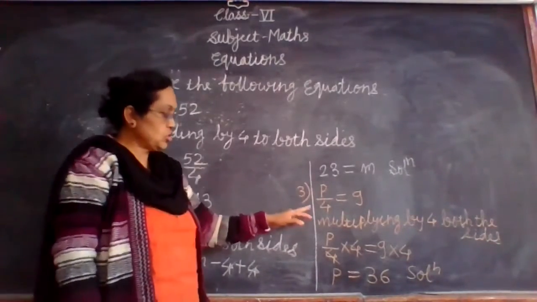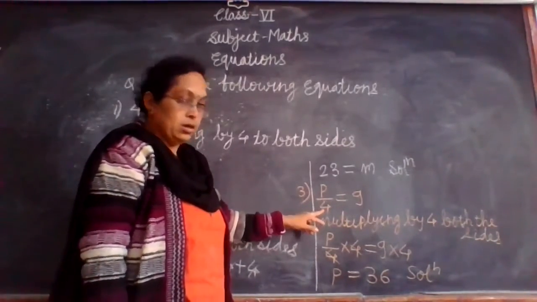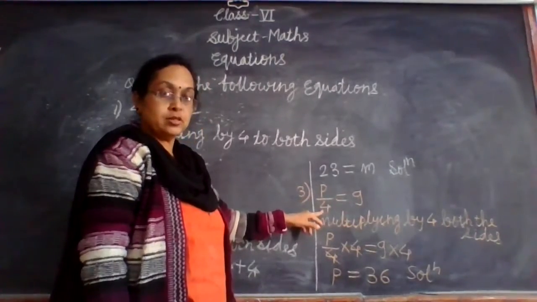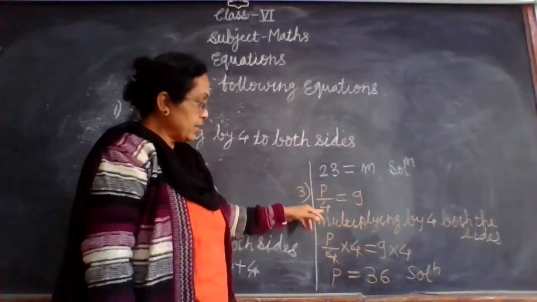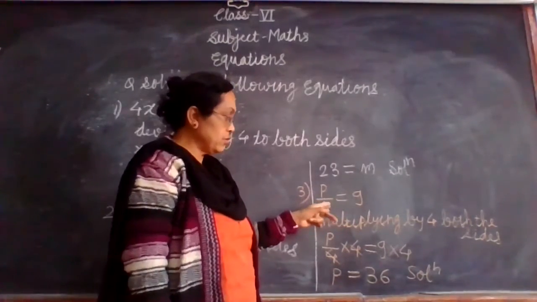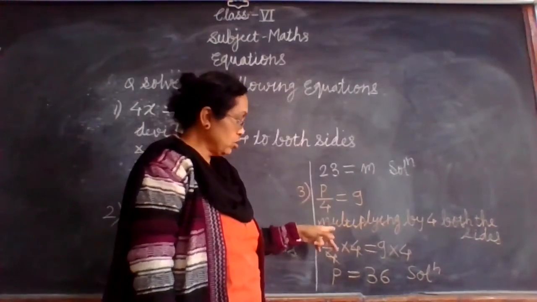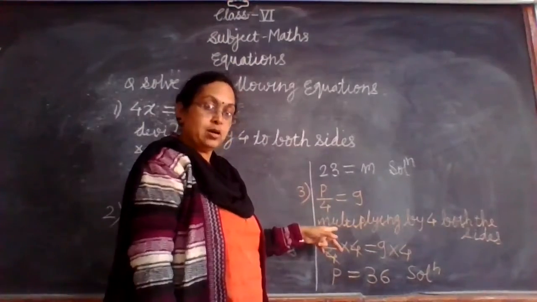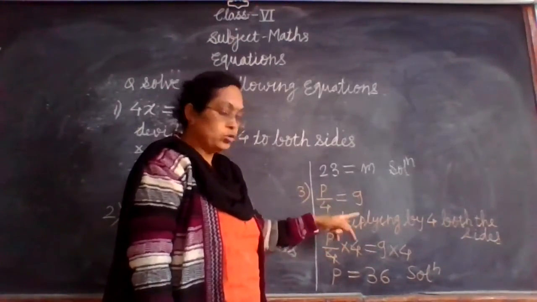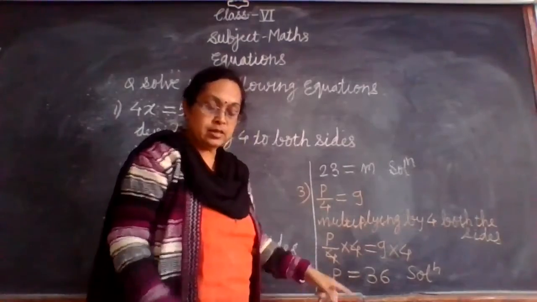Now in this question, variable was P and here 4 was the constant. And to nullify that 4, here it was divided by 4 this side. So we have done opposite of that, that is multiplication. So multiplying by 4 both the sides, we got this answer.